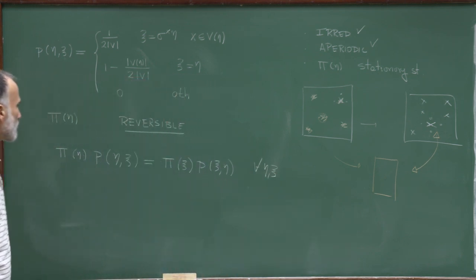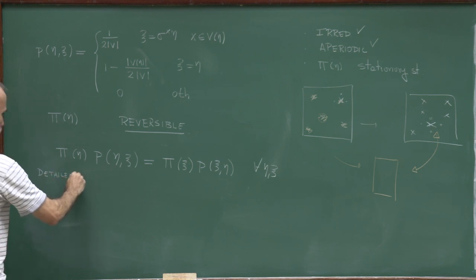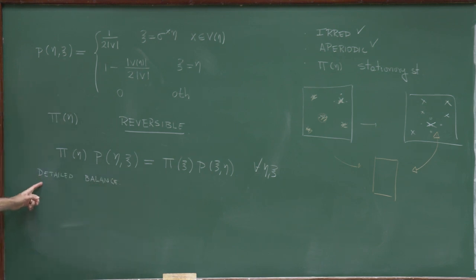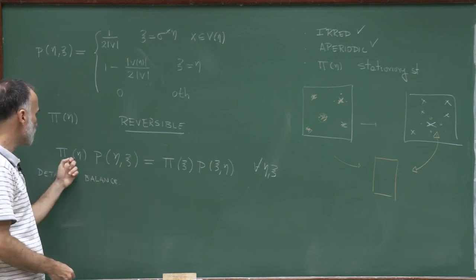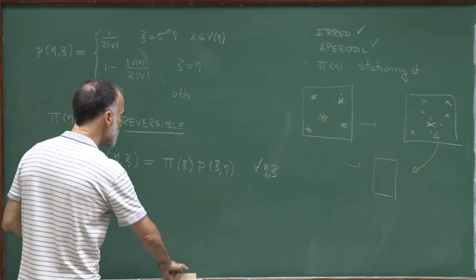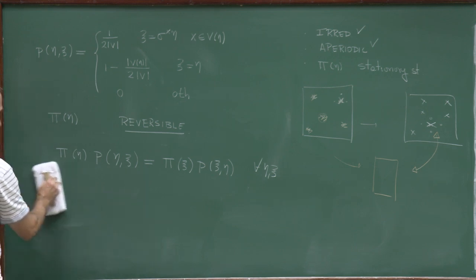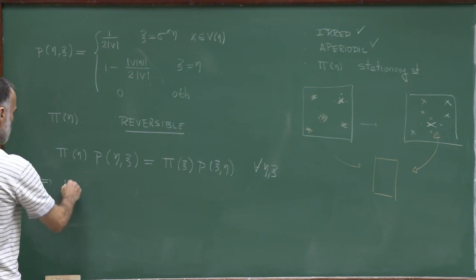So I have two claims. First, if this identity holds, which is called the detailed balance condition, then I claim that if the detailed balance conditions hold for all eta, psi, the measure pi is invariant. And I also claim that the uniform measure satisfies these identities, the detailed balance condition, for this transition probability. So first, let me check that detailed balance implies that pi is stationary.